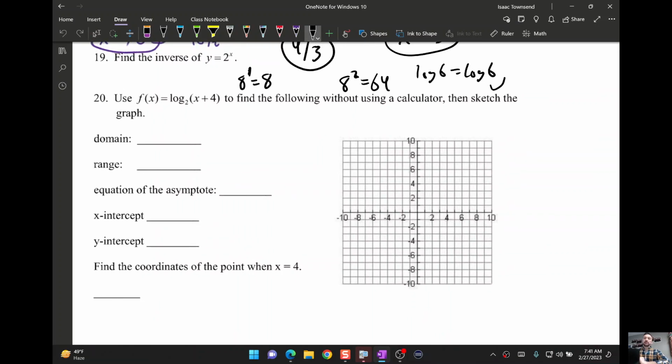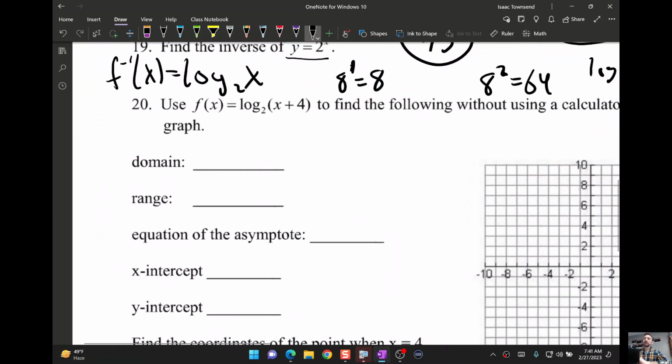So question 19 says find the inverse of y equals 2 to the x. So this is just one that you should have memorized. That would be log base 2 of x. And I guess I should probably use inverse notation. So when we did 3.2 notes part 1, the first few questions were about this, and I tried to emphasize how you really need to know that to help you graph some logarithm graphs.